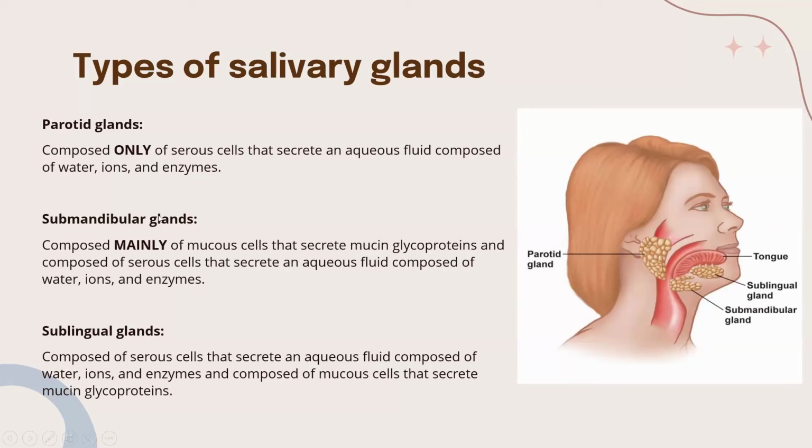Parotid glands are composed only of serous cells that secrete aqueous fluid, which is water, ions, and enzymes. So parotid, only serous. Submandibular is mixed, and sublingual is also mixed. But the difference is that the submandibular is mainly composed of mucus cells, while sublingual has both serous and mucus cells equally.